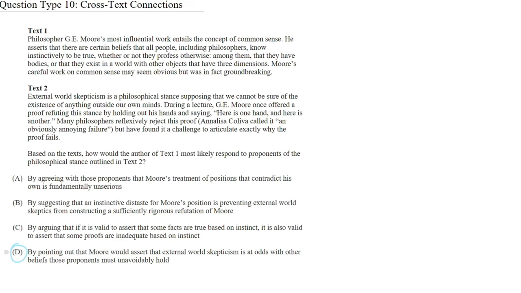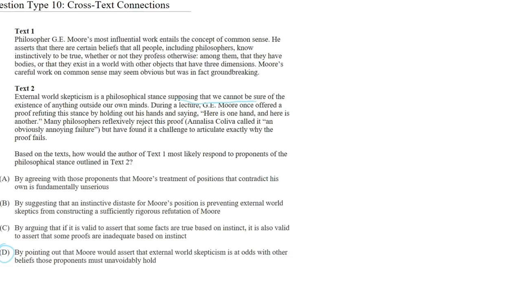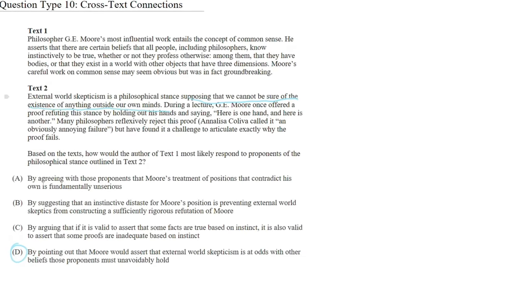Moore would assert that external world skepticism is at odds with other beliefs that these proponents must unavoidably hold. Basically, he's just saying that there's common sense. External world skepticism, a philosophical stance, supposes that we cannot be sure of the existence of anything outside of our own minds, but Moore would simply say that we can just use common sense. There are certain things that have to be true, no matter whether or not people believe in them. By taking this to be true, Moore would say, okay, well, you're using another thing. You're using some other fact that you hold to be true.